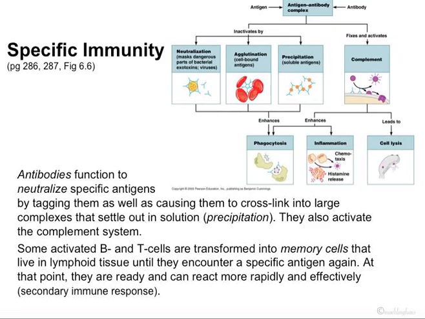Some activated B and T cells are transformed into memory cells that live in lymphoid tissue until they encounter a specific antigen again. And this is really what makes it a specific learned immunity, because we have memory cells right there standing by to produce antibodies immediately. So at that point, they're ready and can react more rapidly and effectively to a new contact, and that is the secondary immune response.